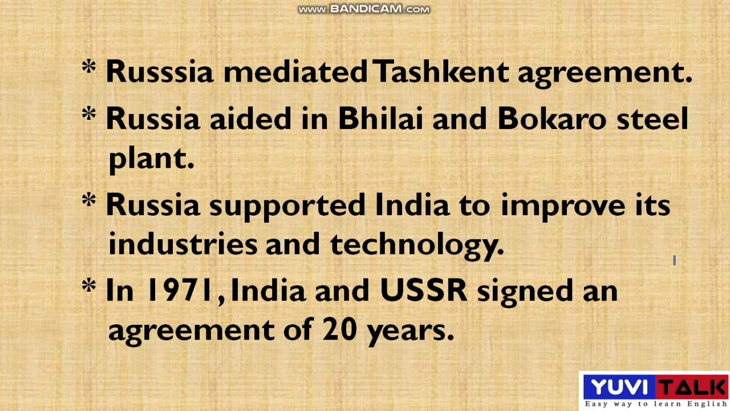And next is Russia aided the Bhilai and Bokaro steel plants. Russia helped India to build the Bhilai and Bokaro steel plants in our country. And next, Russia supported India to improve its industries and technology. In many ways, Russia supported India to improve industries and technology in our country. Next point is in 1971, India and USSR signed an agreement of 20 years. Both countries should help each other in the fields of industries, technology, education and science, everything. This agreement happened in 1971.